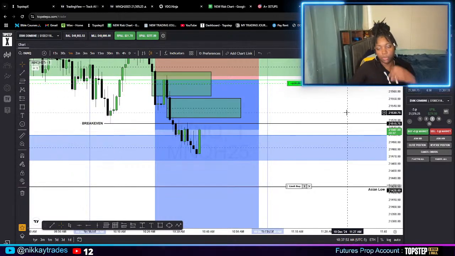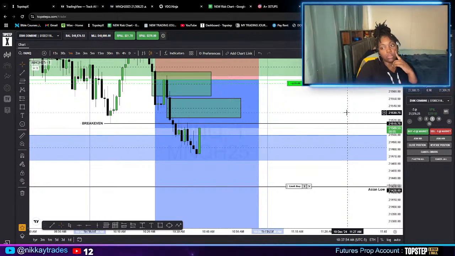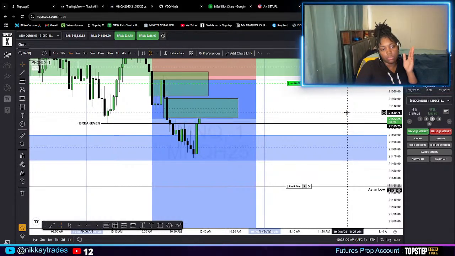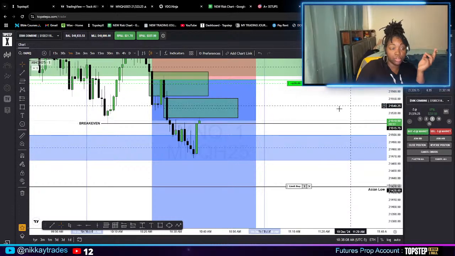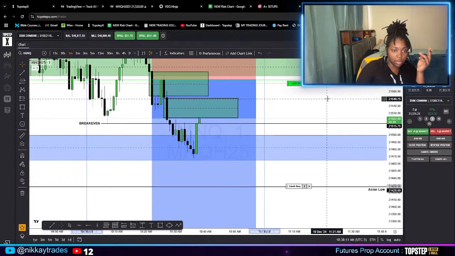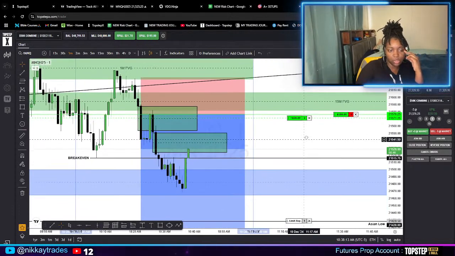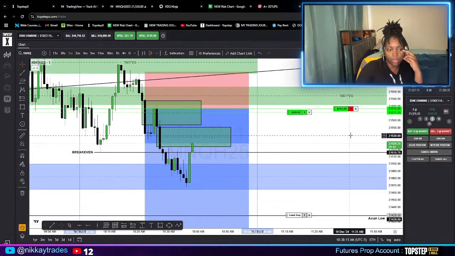This is the thing that gets me with NAS. It takes so long to get to where you want to go, like where your TP is, but it takes one candle to shave off an entire hour that you've been waiting for the trade to play out. 2 candles, 2 1-minute candles. I've been sitting here waiting all this time, and it just takes 2 candles to disqualify the whole trade.